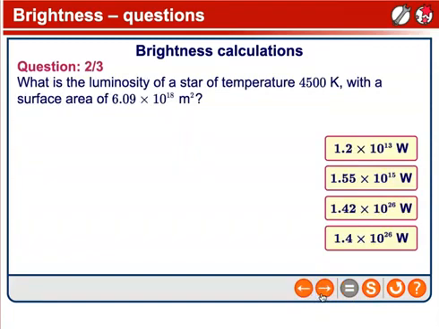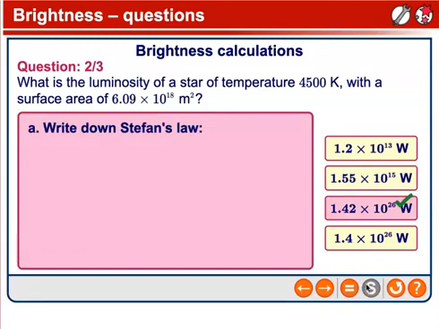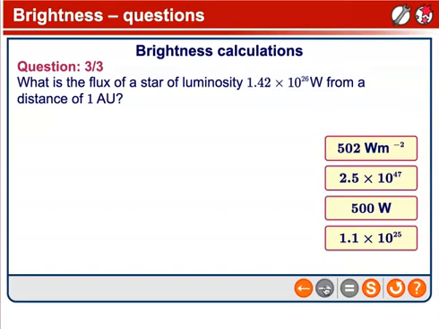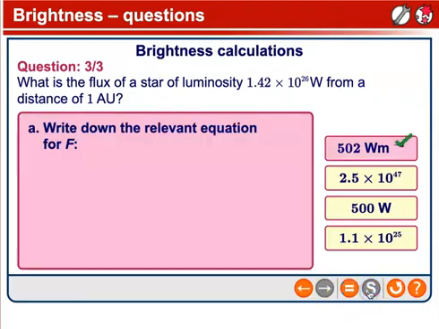What is the luminosity of a star of temperature 4,500 degrees Kelvin with a surface area of 6.09 times 10 to the 18th meters squared? Correct answer, using Stefan's law, 1.42 times 10 to the 26. What is the flux of a star of luminosity 1.42 times 10 to the 26 watts from a distance of 1 astronomical unit? The correct answer is 502.